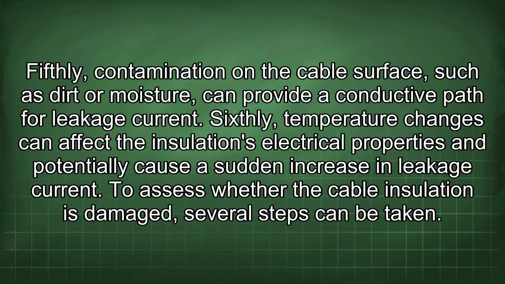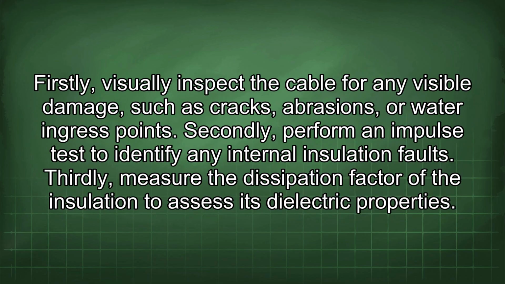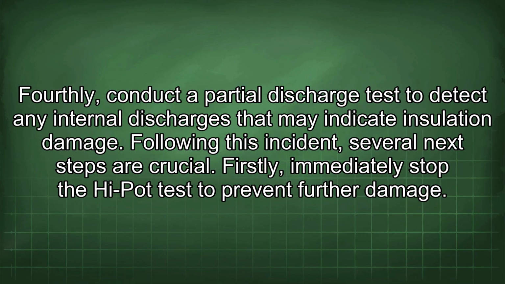To assess whether the cable insulation is damaged, several steps can be taken. Firstly, visually inspect the cable for any visible damage, such as cracks, abrasions, or water ingress points. Secondly, perform an impulse test to identify any internal insulation faults. Thirdly, measure the dissipation factor of the insulation to assess its dielectric properties. Fourthly, conduct a partial discharge test to detect any internal discharges that may indicate insulation damage.